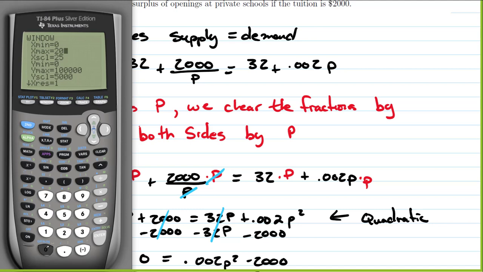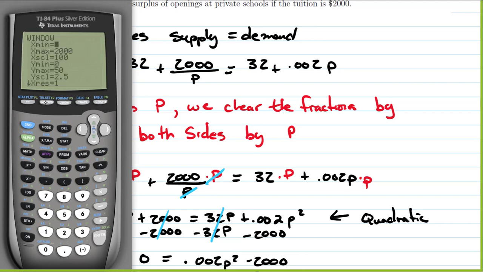That doesn't divide very nicely, so let's do 2,000, and then we'll do our x scale in hundreds, and then we'll make our y min 0 to 50, and let's make our y scale 2.5. And we graph, and we get something that looks like this.